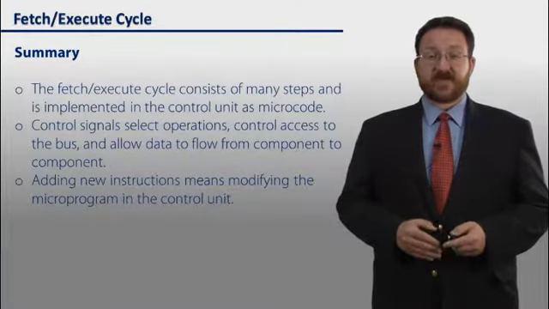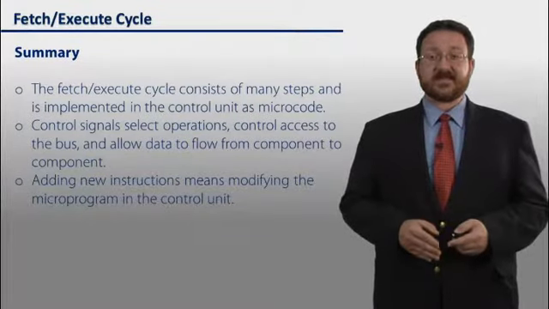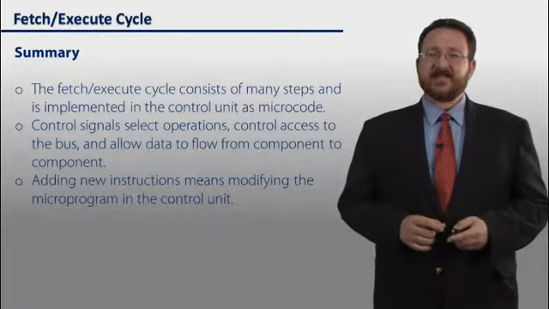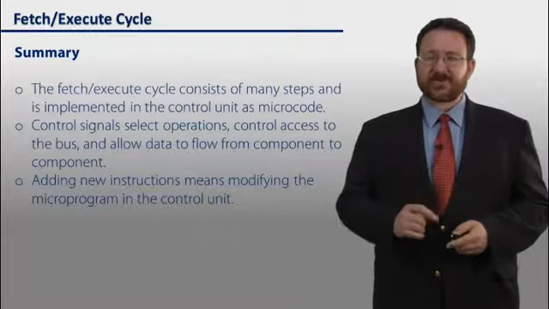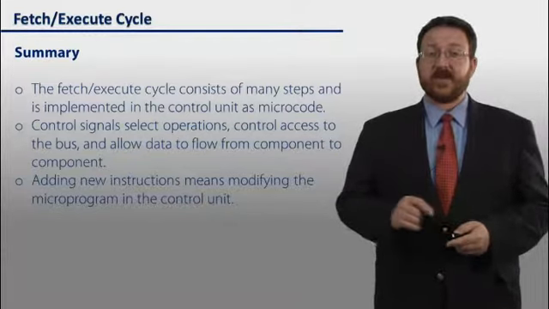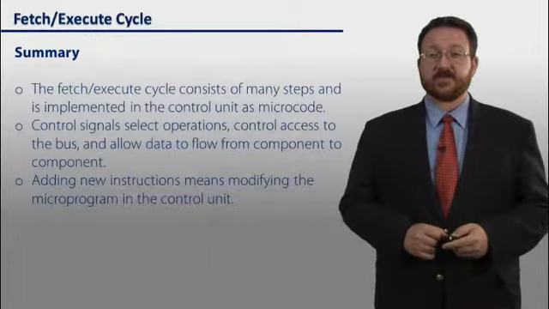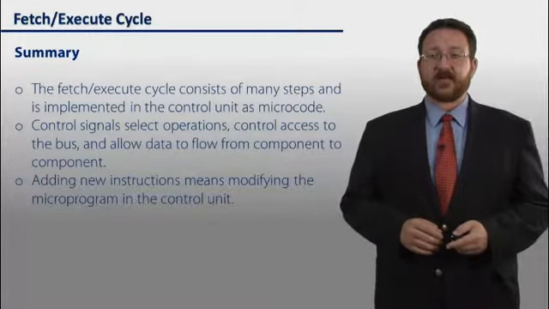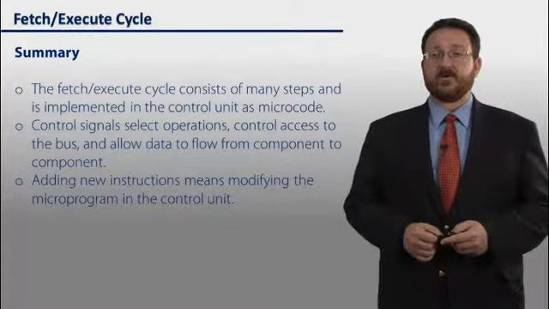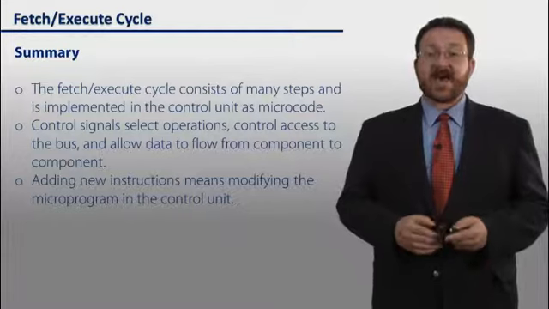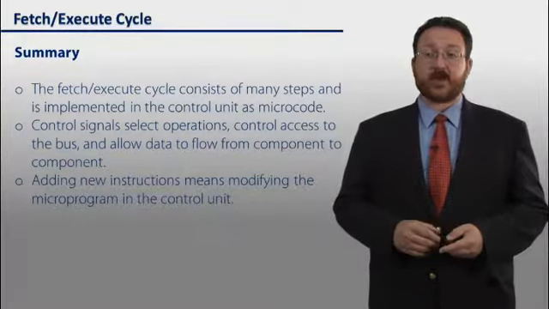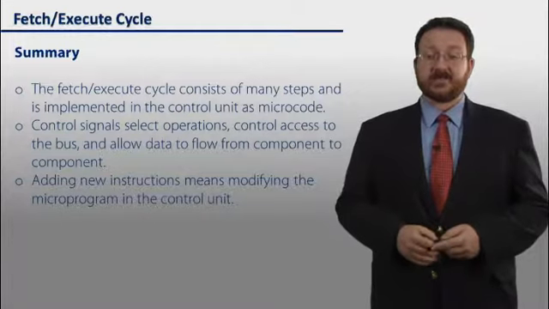In summary, the fetch and execute cycle consists of many steps and is implemented in the control unit as microcode. That's to say that every individual instruction actually has a little program that executes on the CPU in order to actually carry out that instruction. Control signals are going to select operations, they're going to control access to the bus and allow data to flow from component to component within the CPU. Adding new instructions to our instruction set means that we're going to modify the microprogram that exists in the control unit and is implemented in hardware.